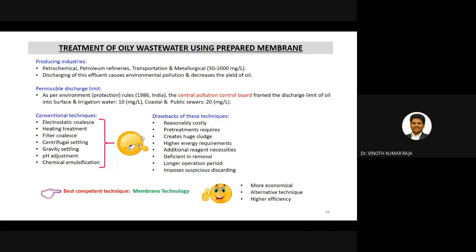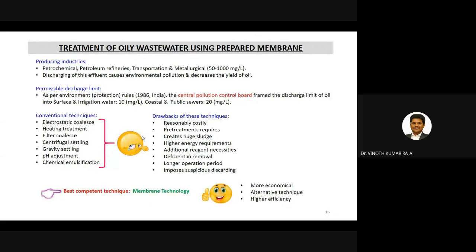So, if you look at some environmental regulations, as per the Environmental Protection Rules, 1986, India, the Central Pollution Control Board, that is CPCB, framed the discharge limit of oil into surface water as 10 mg per liter, public sewer 20 mg per liter, irrigation water 10 mg per liter, and coastal water 20 mg per liter from various industries.